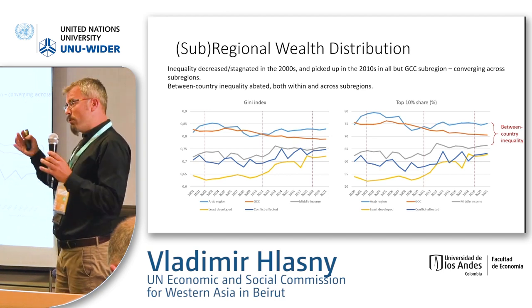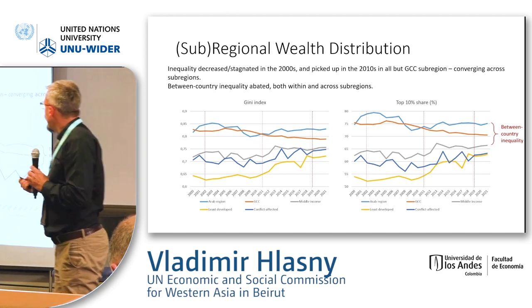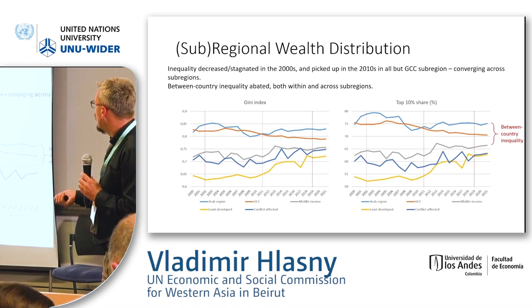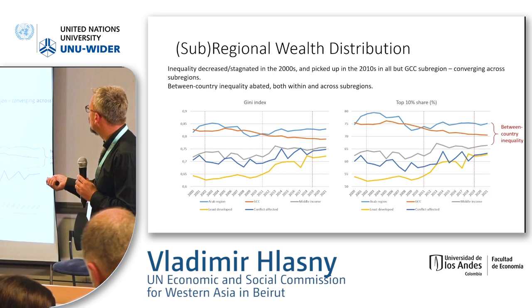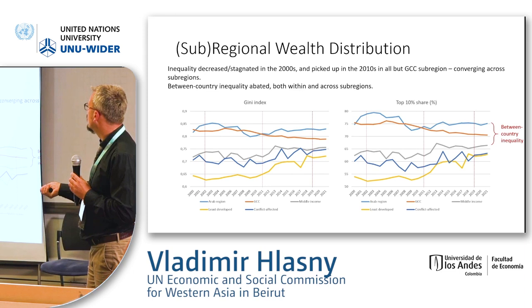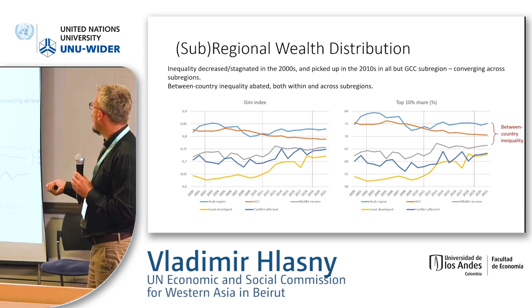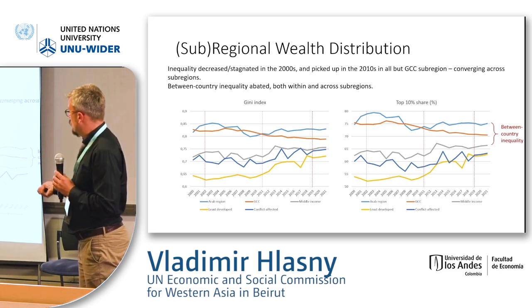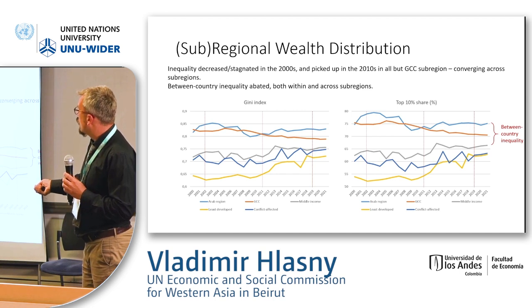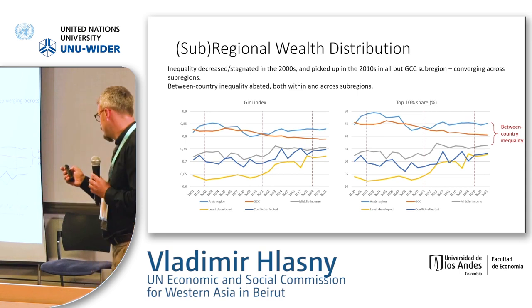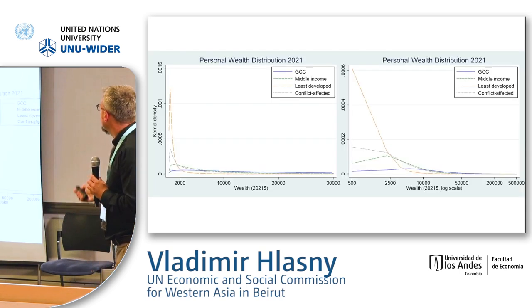If we take into account both within-country and between-country inequalities, we see a slightly different picture of inequality: decreasing or stagnating in the 2000s, and again picking up across most of the region, except for the Gulf Cooperation Council countries, in the 2010s. What happened during COVID? I don't know, perhaps a small increase in inequality across most of the sub-regions of the Arab region.